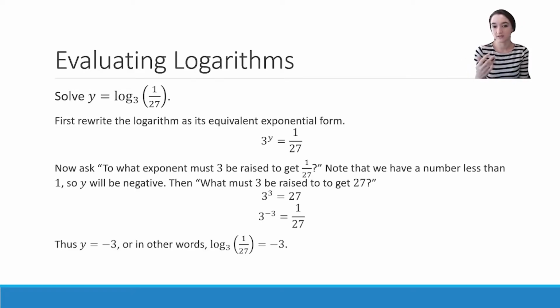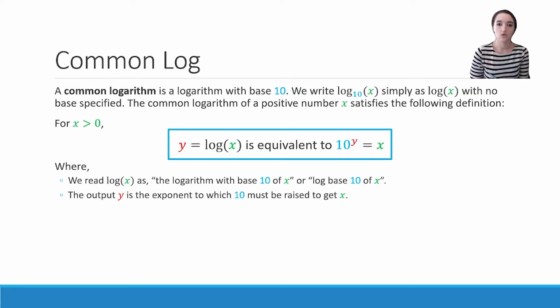Or in other words, log base 3 of 1/27th equals negative 3. So you're definitely going to need to know your exponent rules to solve problems like this. If you're rusty on those rules, then that's something you're going to want to look into or ask me for help with. Now, we have a couple special types of logarithms that just have slightly different notation.